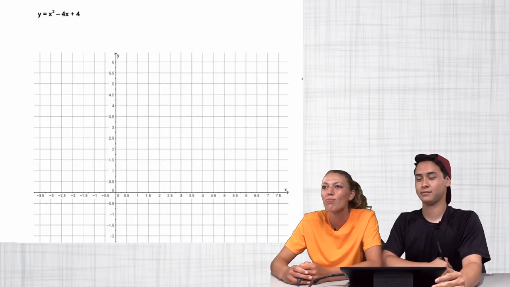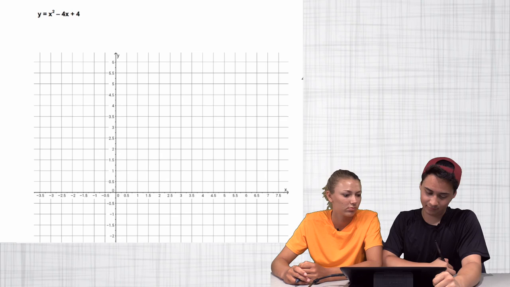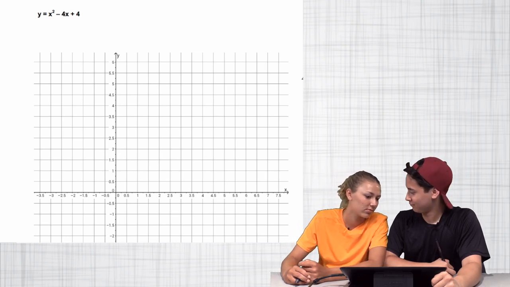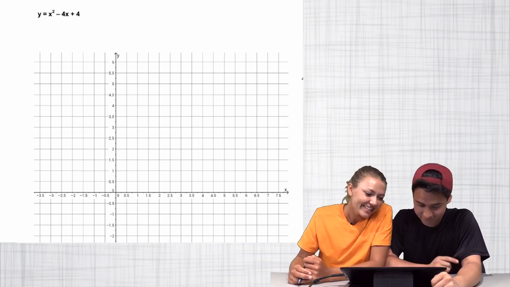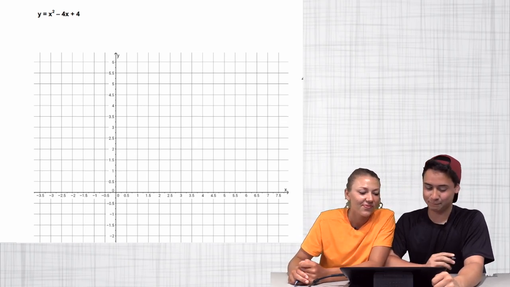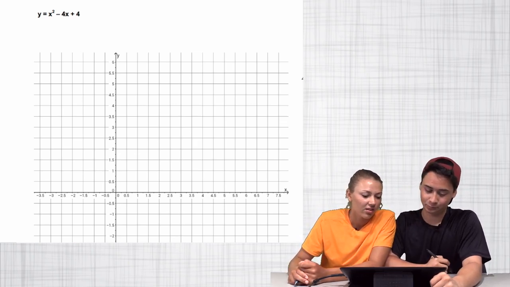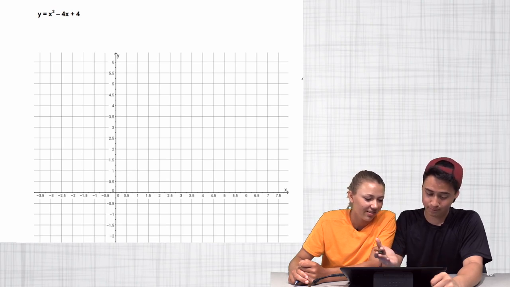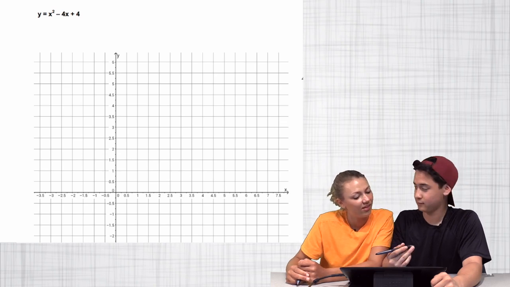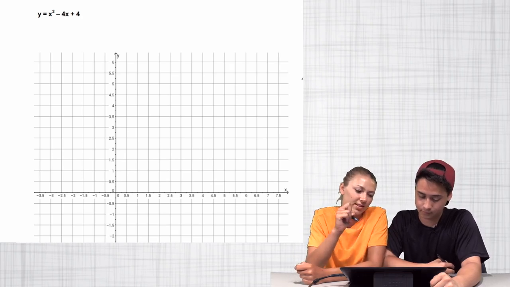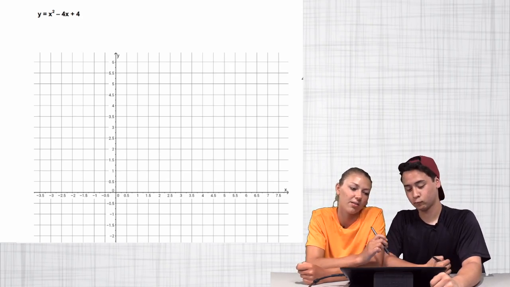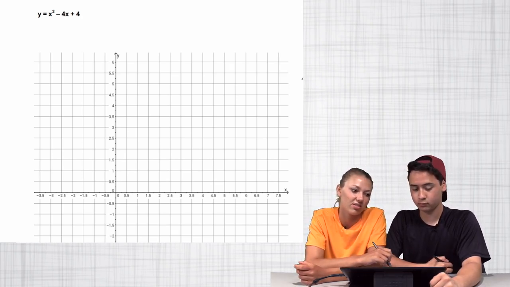Okay, now this one I want you to do the same thing. I want to know geometric information like the p-value and the focus and the directrix. How does this one look the same and how does it look different than all the ones you've graphed so far today? Well, we still have a squared. We don't have our 4p. Okay. What else looks different? Usually we have the parentheses with the x and a number being squared. And this time it's just the x squared.